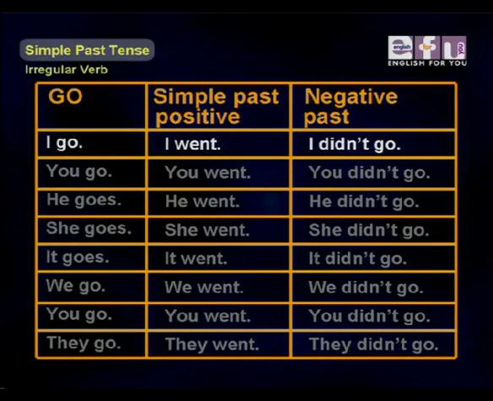First, I go. I went. I didn't go. You go. You went. You didn't go. He goes. He went. He didn't go. She goes, she went, she didn't go. It goes, it went, it didn't go. We go, we went, we didn't go. You go, you went, you didn't go. They go, they went, they didn't go.